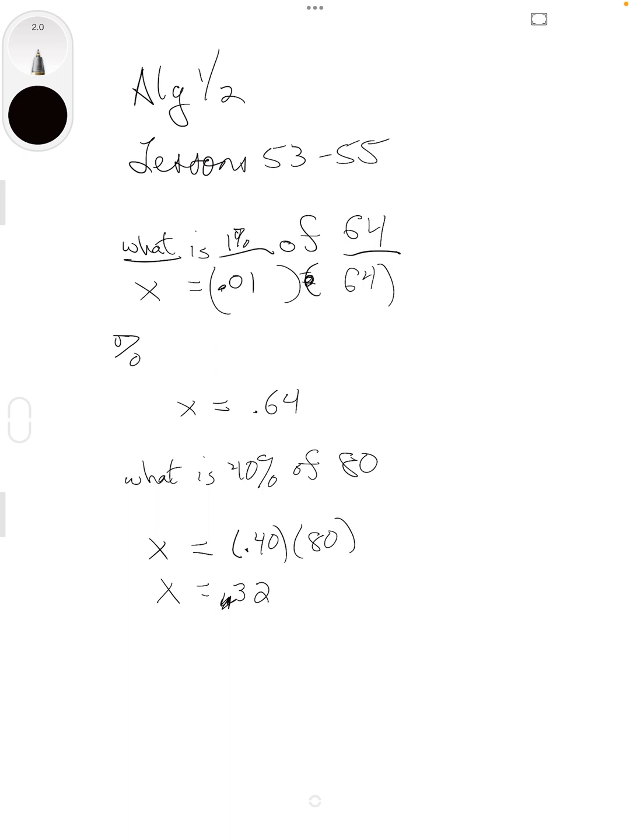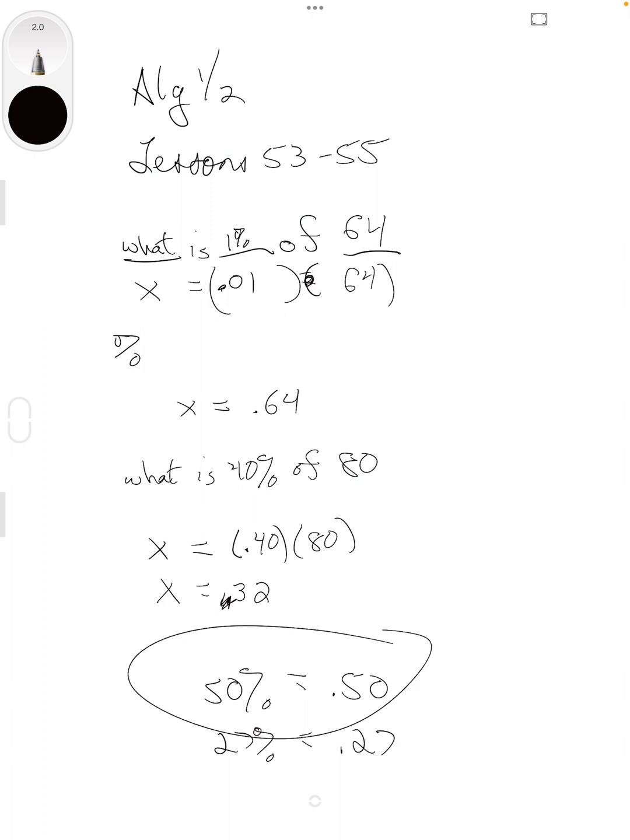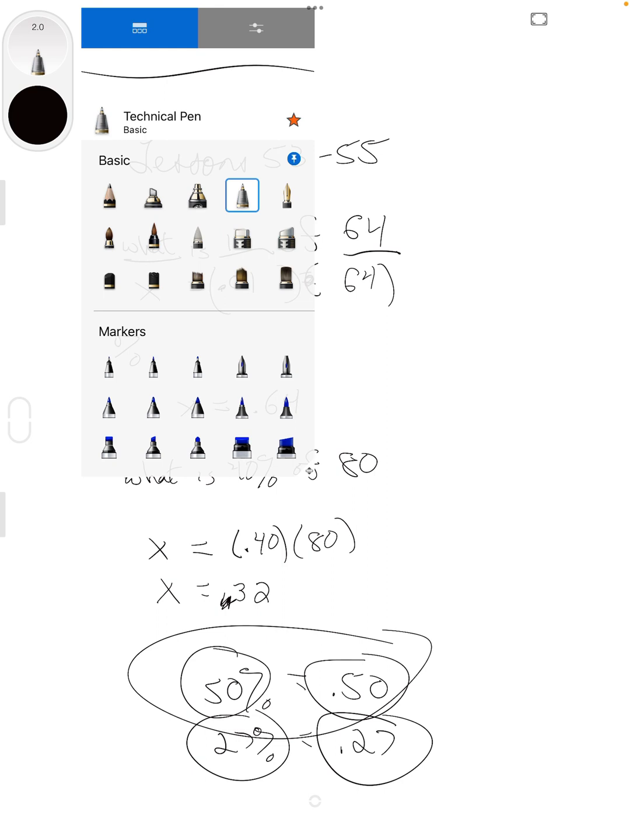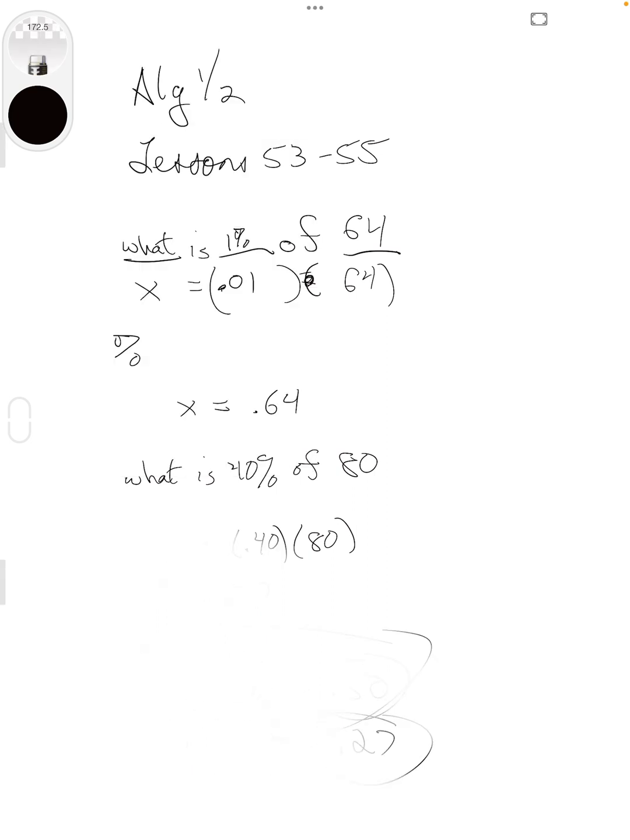So the main thing you're looking at is to change from 50% equals 0.50, 27% equals 0.27. So you have to be able to change from percent to decimal, decimals to percents. And that's pretty much it. That's lesson number 53. So let's go on to lesson 54.